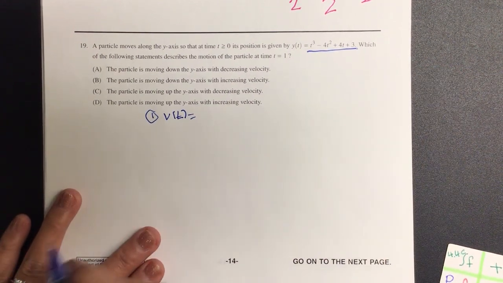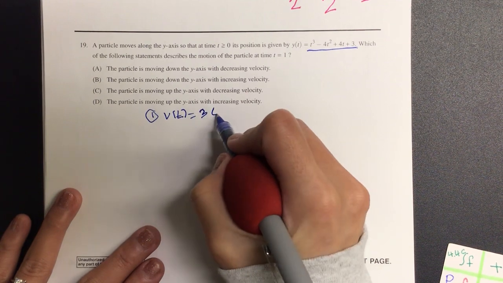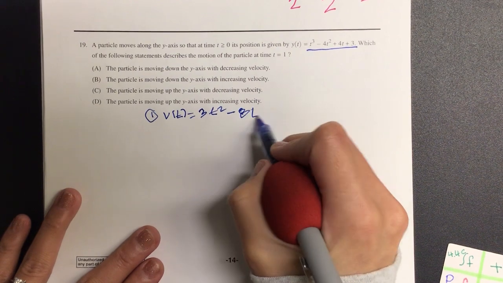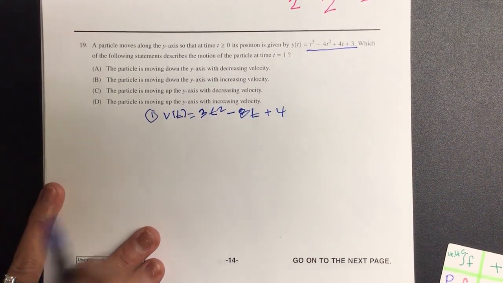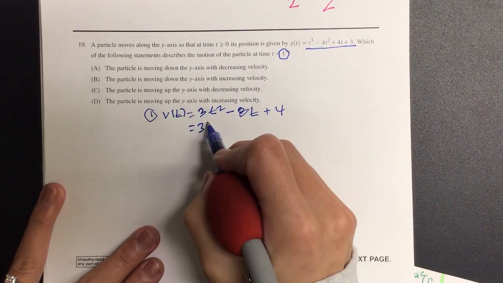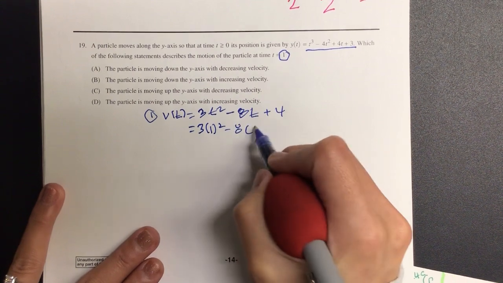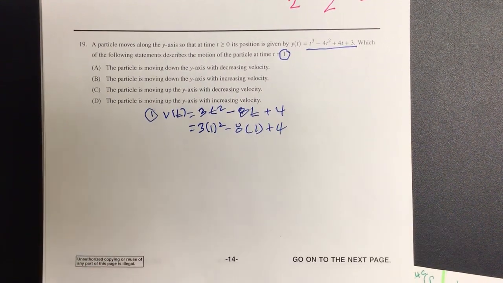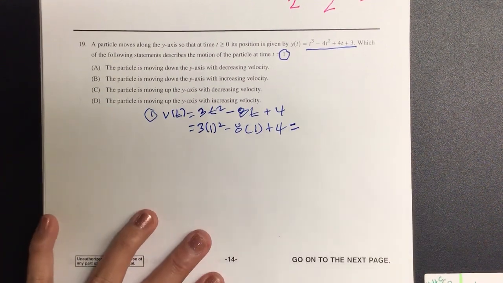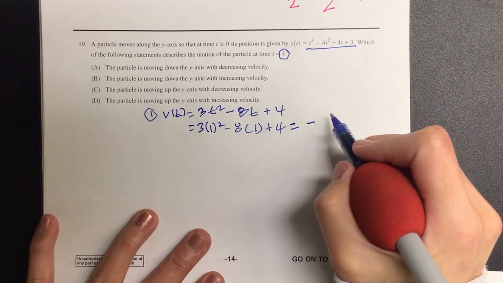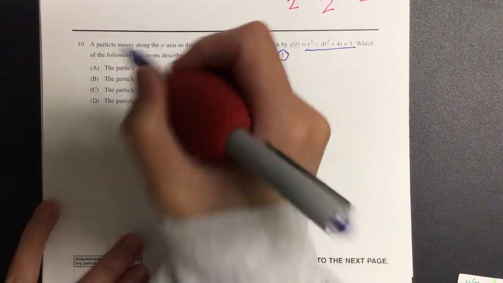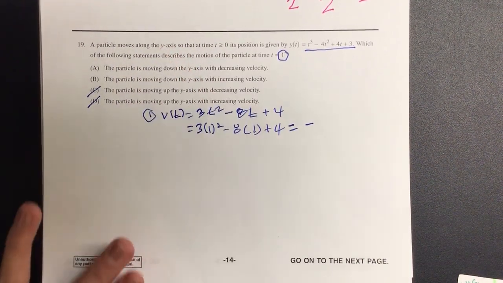What's the derivative of t cubed? 3t squared. And then the derivative of the next one? Minus 8t. And then lastly, plus 4. So let's plug in the value of 1. When I plug in the value of 1, I'm just going to write it all out for teaching purposes. And all I need to know is, is it positive or negative? I'm going to say it's negative, so we know it is moving down. The particle is moving down. So I'm going to cross off C, cross off D.